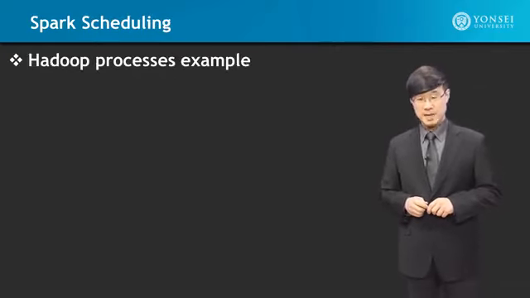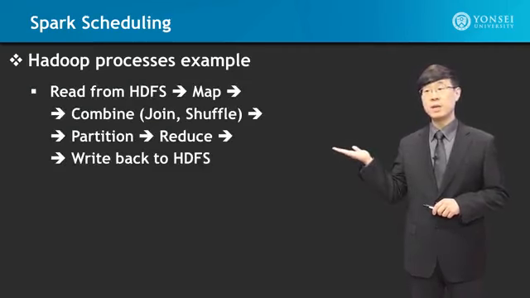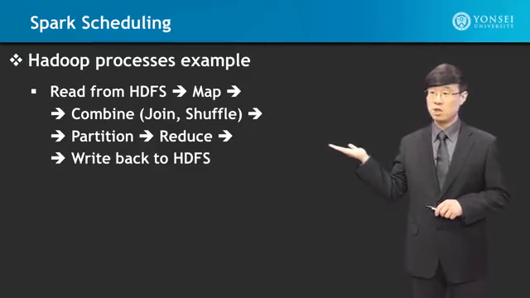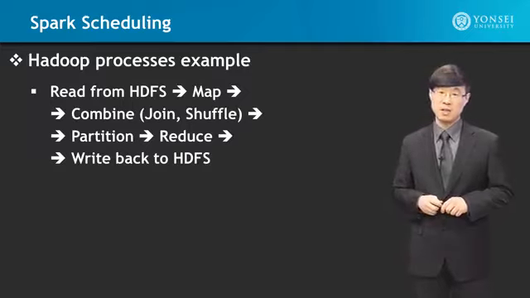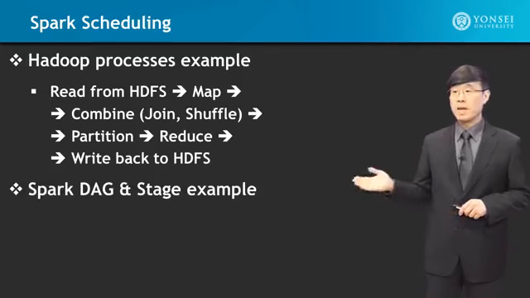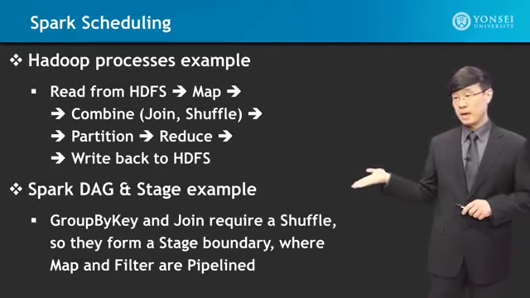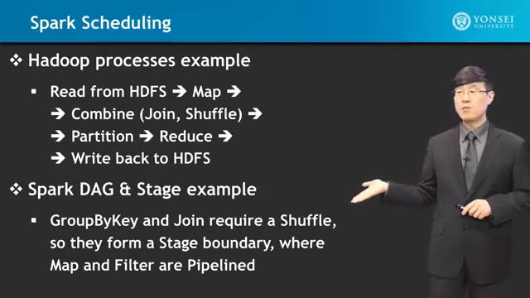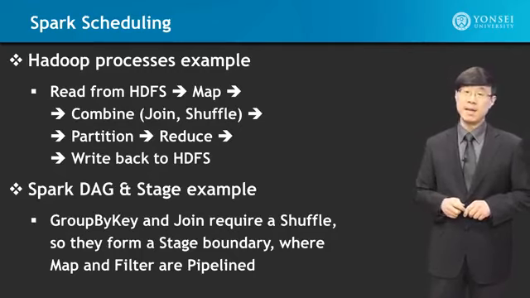A Hadoop process example is provided here, where it commonly does a read from HDFS, a map, combine, which includes a join and a shuffle, then partition to reduce and write back to HDFS. This type of process is repeated and repeated. In a Spark DAG and stage example, you will see that, for example, a group by key and join require a shuffle process. So they form a stage boundary where map and filter are pipelined together.